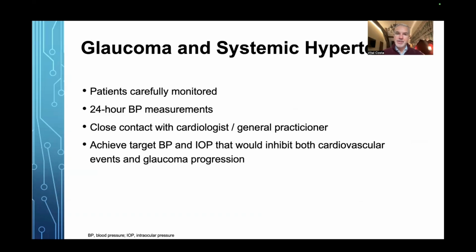What we suggest for patients with glaucoma and systemic hypertension is that those patients should be carefully monitored, sometimes with 24-hour blood pressure measurements. We should have a close contact with the cardiologist or the general practitioner in order to achieve a target blood pressure and a target intraocular pressure that would inhibit both cardiovascular events and glaucoma progression.